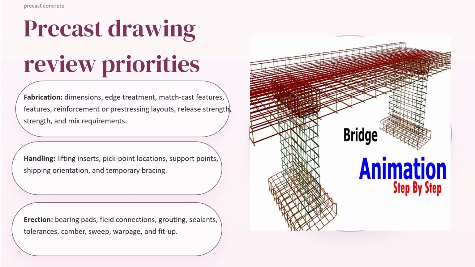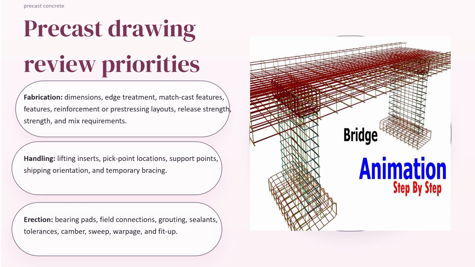The major items that we need to check in a precast concrete drawing are the fabrication geometry, which is the exact dimensions, thickness, edge treatments, match cast features, reinforcement or pre-stressing layouts, release strength, and mix requirements. Also, we need to check the handling such as lifting inserts, pick point locations, support points, shipping orientation, and temporary bracing. Also, we need to check the erection such as bearing pads, field connections, grouting, sealants, tolerances, camber, sweep, water pace, and fit up.